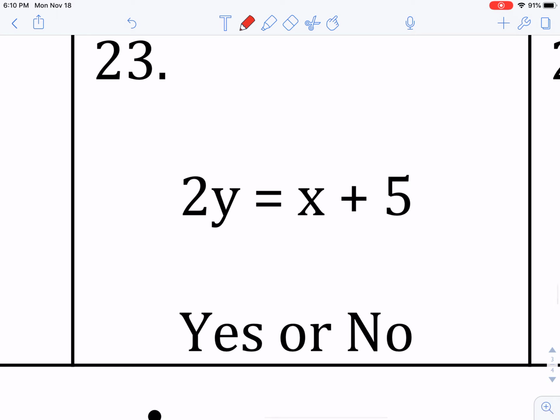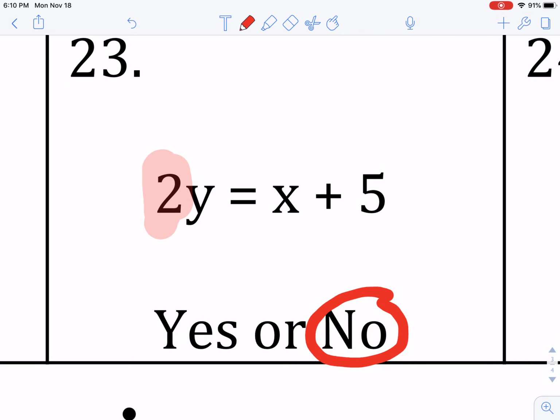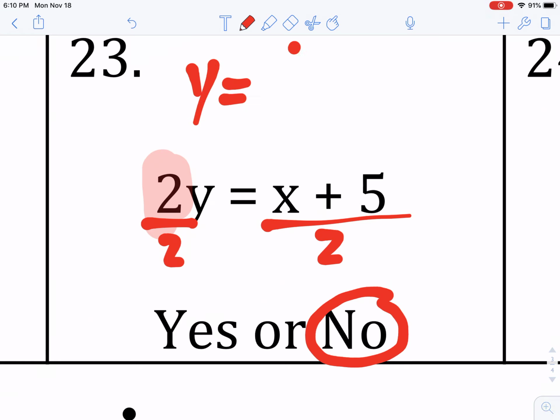When we look at number 23, it looks like it could be, except for this 2. We're not allowed to have numbers written there. So this is a no. We cannot have a 2 in front of the y. Otherwise, it would not be written in slope-intercept form. Now, can we change this to where it is written in slope-intercept form? We absolutely can. I can divide this side by 2 and divide this side by 2, and I can get y equals 1/2 x plus 5 over 2.